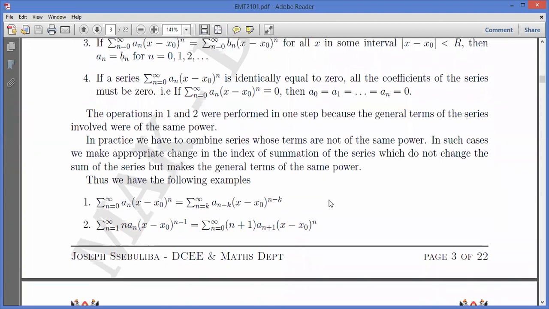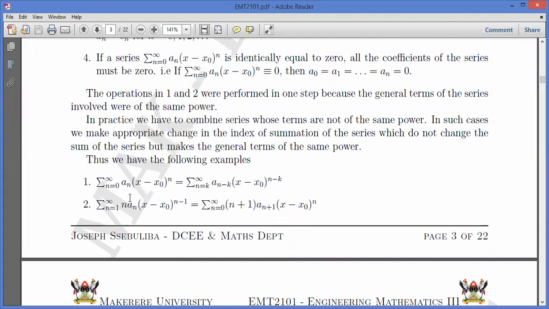But now in here, it means that when we are given this series and you differentiate it depending on the nature of the equation you are dealing with, you will find that we'll have to manipulate these powers. So here there are just some few examples that we are trying. We are saying here in practice, we have to combine series whose terms are not of the same power. So this is going to be key. And we are saying in such cases, we make appropriate changes in index of the summation of the series, which do not change the sum of the series.